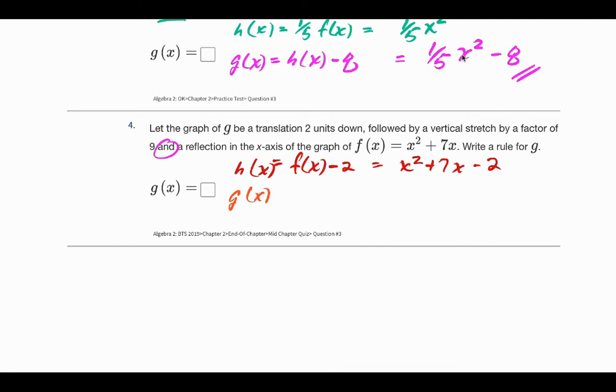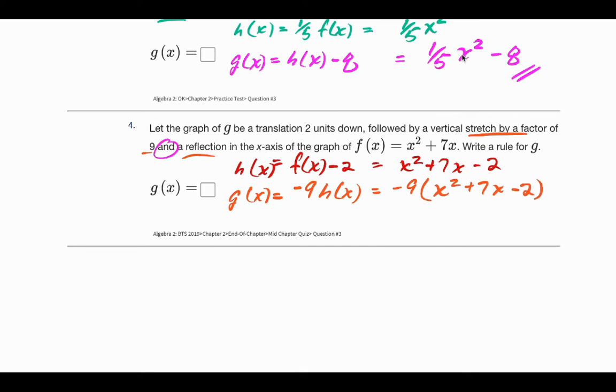All right, and this time we're going to do a vertical stretch by a factor of 9 and a reflection. So that tells us we're going to take our h of x, and since we're going to do a vertical stretch, we know it's on the outside, and a reflection in the x-axis is also on the outside. So since it's on the outside, we can take our negative 9 together, and then everything else is x squared plus 7x minus 2.